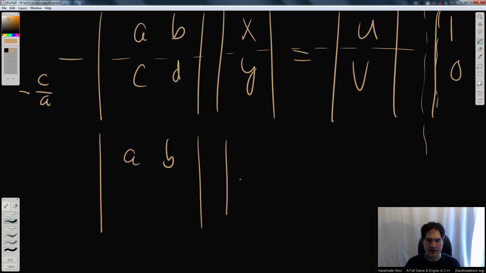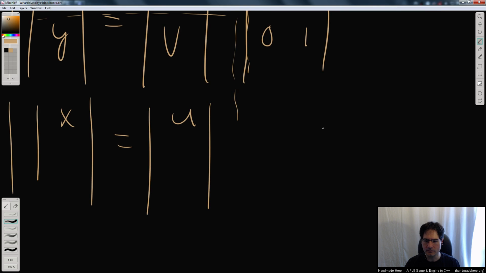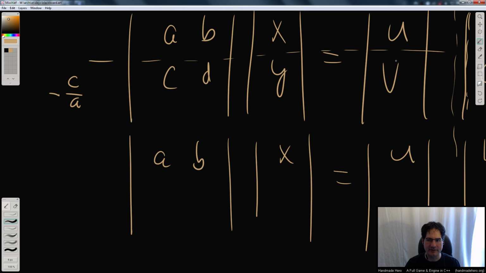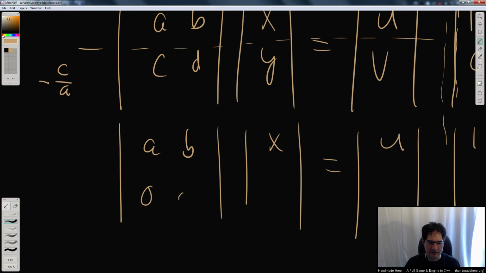So I've got A, B, I've got my x equals, I've got my u. Come on over here. I've got my 1, my 0. But now this next line, I'm going to add the top times negative C over A to what we've got here. Obviously, if I have negative C over A times A plus C, you can see that the A's cancel out and the C's cancel out, which gives me the 0, which is exactly what I thought. So that's the 0. Then in the D term, we just have D.